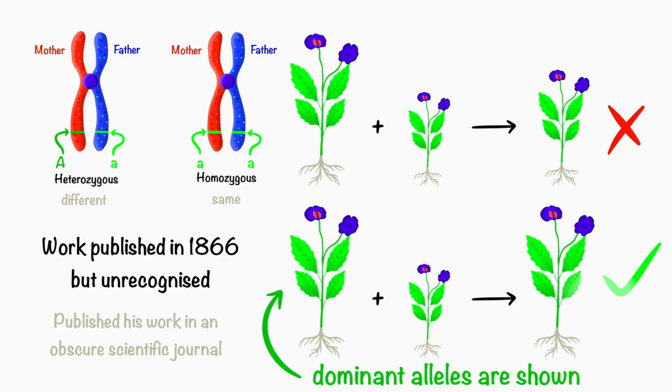First, Mendel published his work in an obscure scientific journal that wasn't widely read by the international scientific community. Second, his statistical approach to biology was unusual for the time. Most biologists weren't mathematically trained and struggled to understand his numerical analysis.